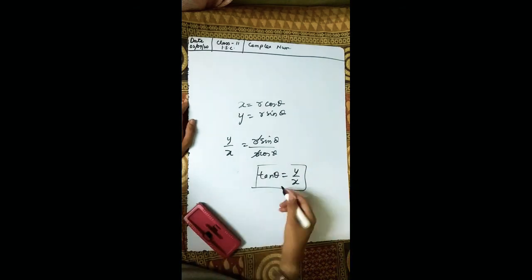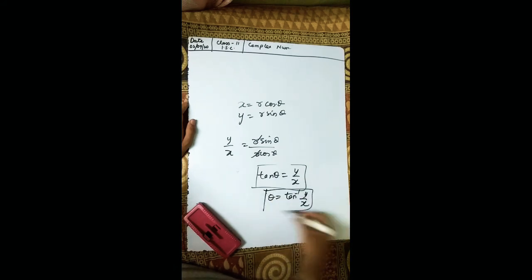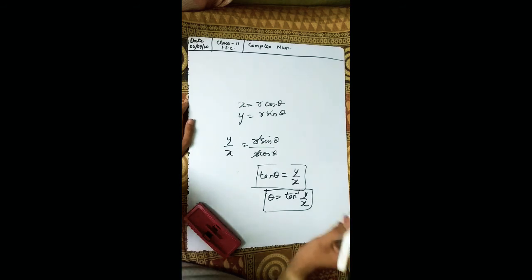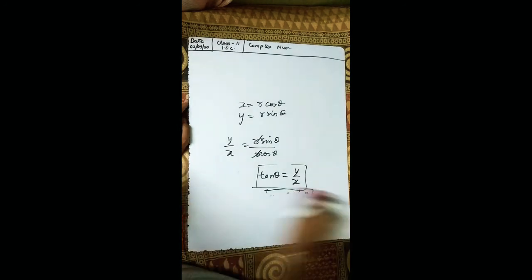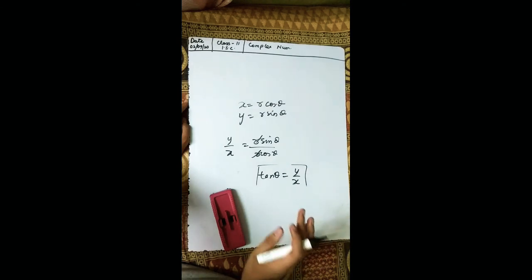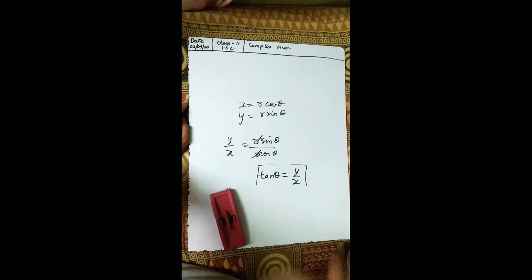Or else you can write from here, take tan that side, so tan inverse y upon x. So theta is equal to tan inverse y upon x can also be the answer. Now you would be thinking that you haven't come across this tan inverse x, so don't worry, you can write this also, no problem. We will see tan inverse and inverse trigonometry in the 12th class. Okay, let us do this question.